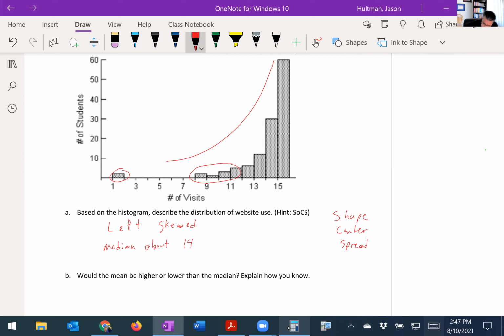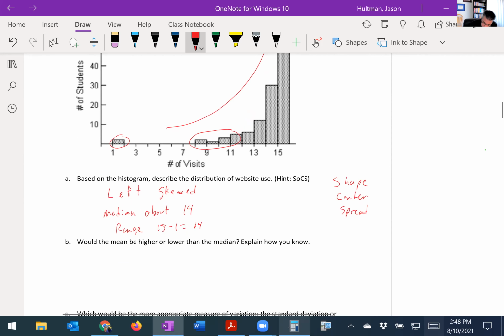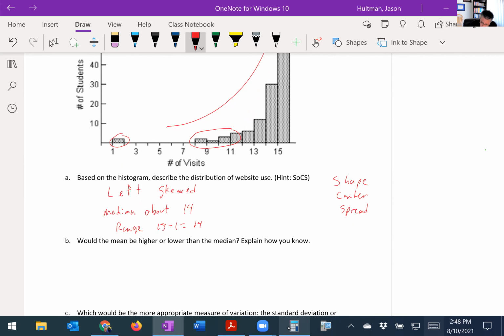That's the center. And then the spread, we really don't know much about the spread except for the range here. So the range is 15 minus 1, or 14 as well. So the range is 14. Would the mean be higher or lower than the median?